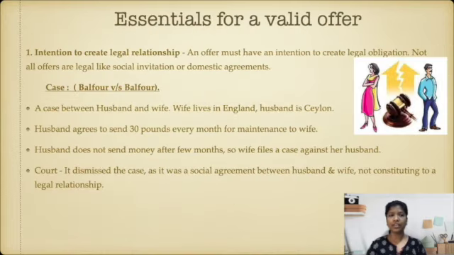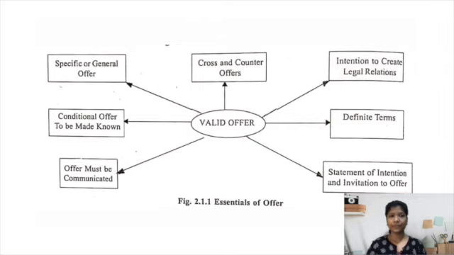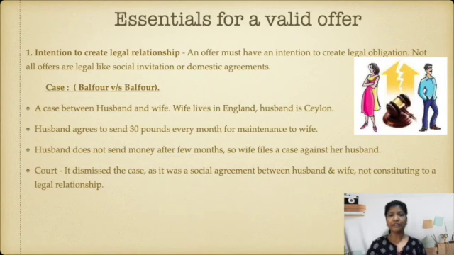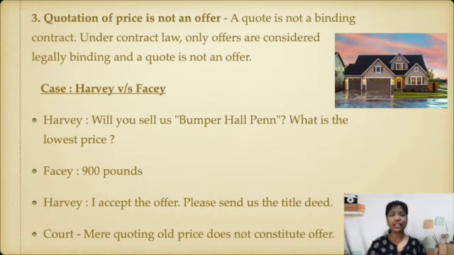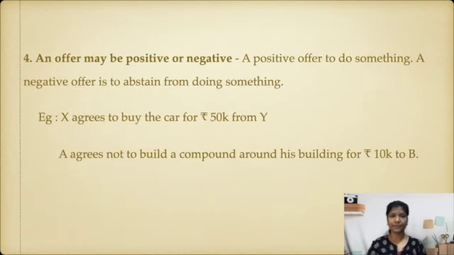So we have come across what is an offer, and the essentials for a valid offer. Today we have discussed 4 points. Number 1, intention to create a legal relationship. You also need to remember cases, students. Cases are also important. When you remember the case, easily you will remember the content of the point. Balfour versus Balfour. Second, offer must be communicated to the offeree. Here we discussed the case Lalman Shukla versus Gauri. Number 3, we discussed just quoting of a price is not an offer. The case we discussed is Harvey versus Facey. Number 4, an offer may be positive or negative. Okay, so these are the first 4 essentials of the contract.